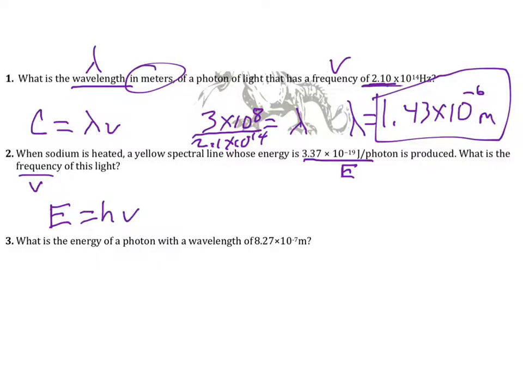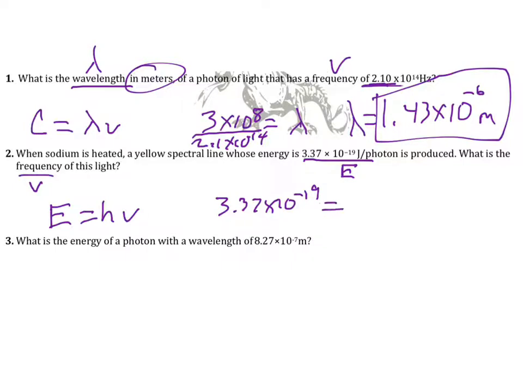So let's go ahead and start plugging in our numbers here. We have energy. It's 3.37 times 10 to the negative 19. And again, one thing I want to point out is that these equations here are giving you the energy of a single photon. That's something important to keep in mind, that these equations are for a single photon, but later on we'll talk about a mole of photons.